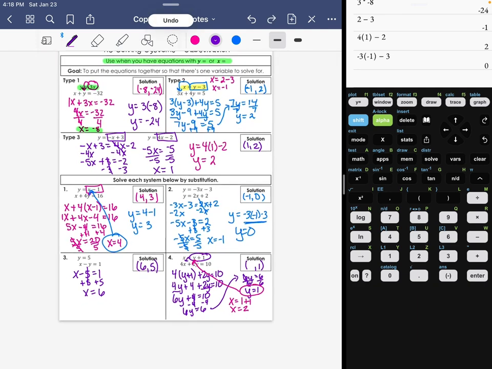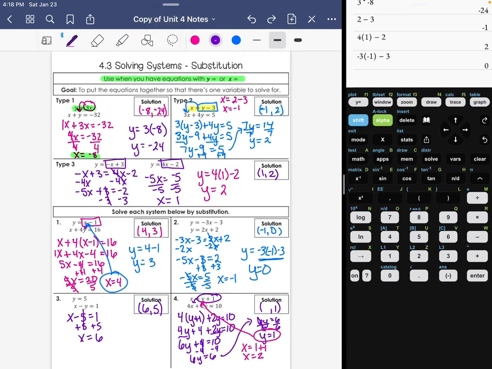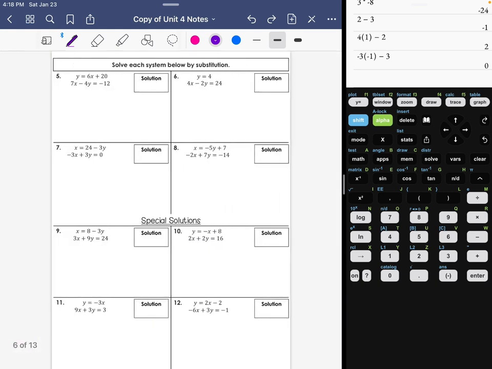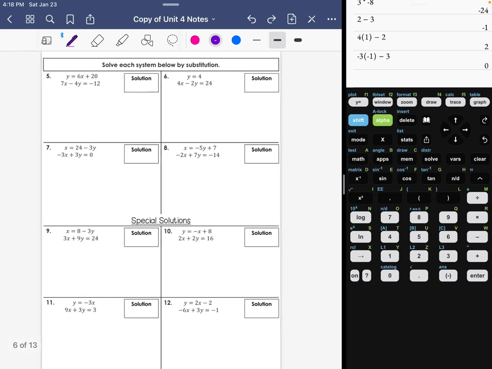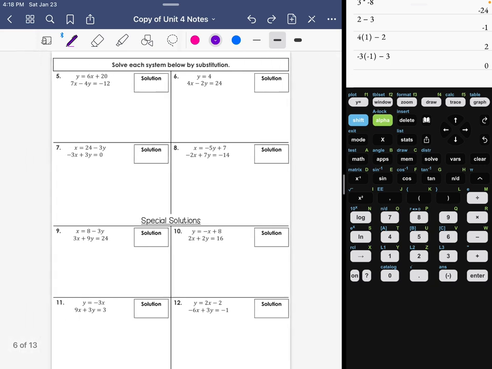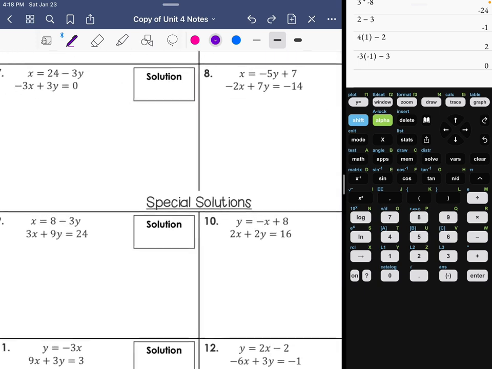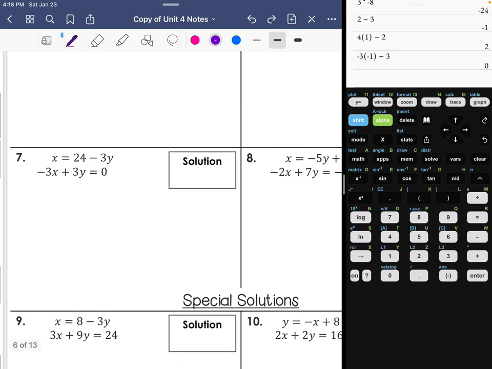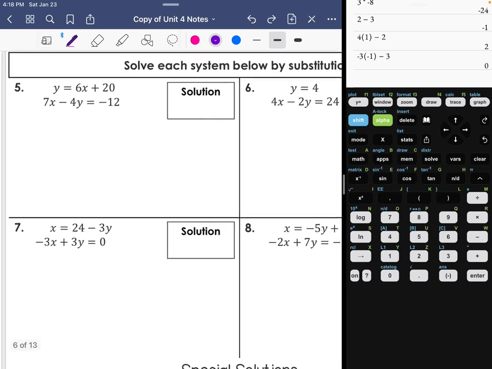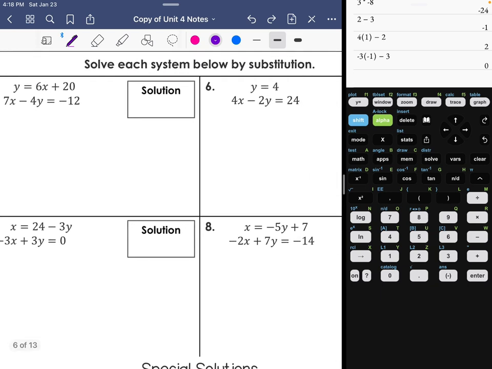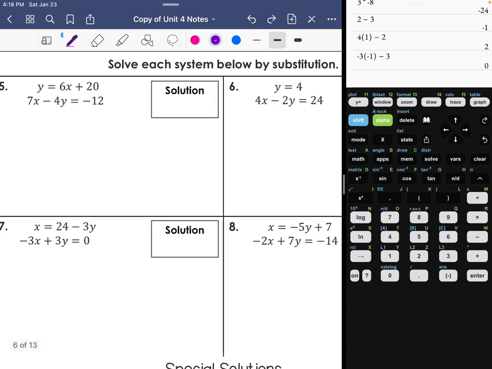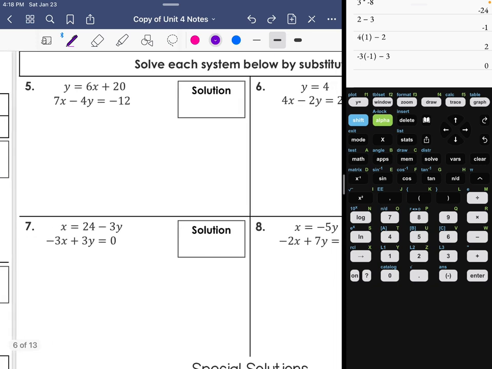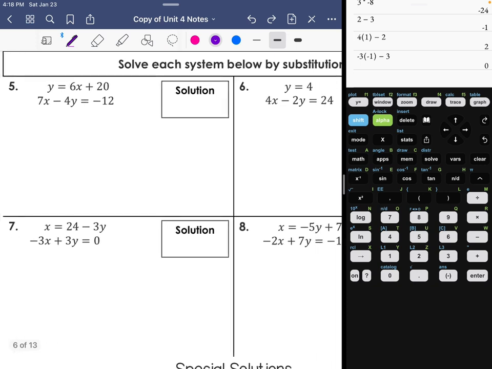All right, so that's what your first page should look like. But wait, there's more. So we've got some more on here, and there's some on here with special solutions. I am going to do just a couple more of these, only because, as you can see, some of the numbers get a little bit bigger. So I'm going to do 5 and 7.